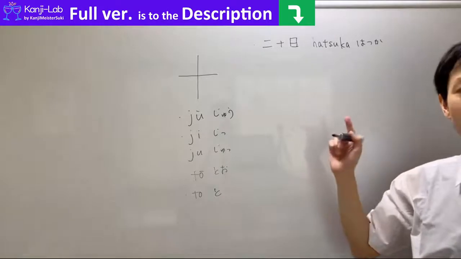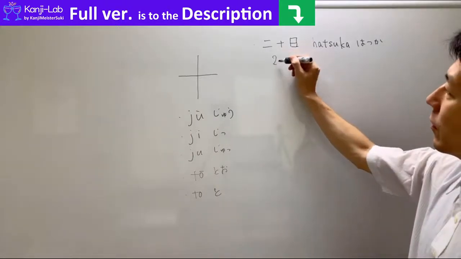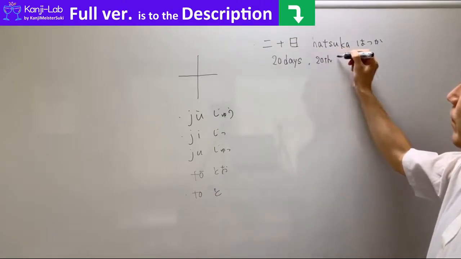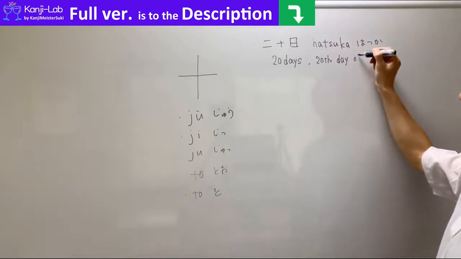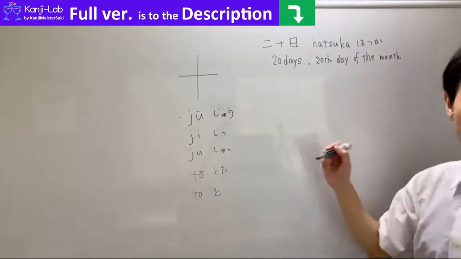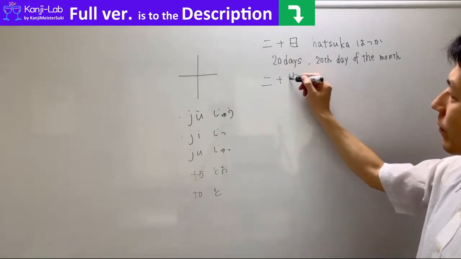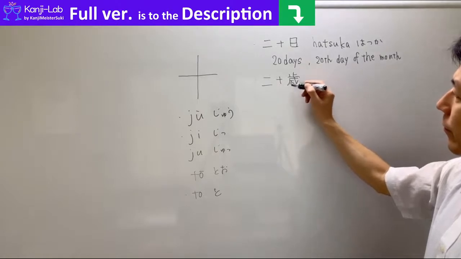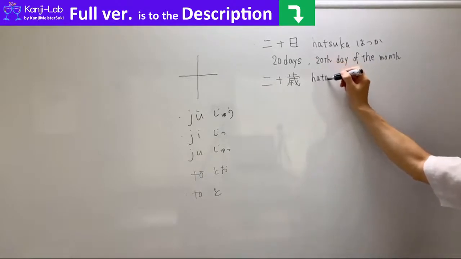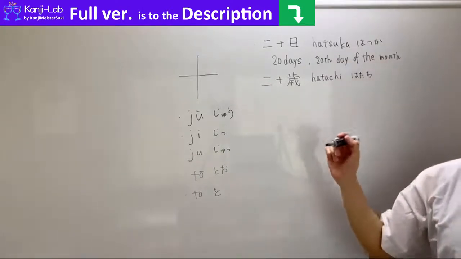Hatsuka means 20 days and the 20th day of the month. Next word is hatachi. Hatachi means 20 years old.